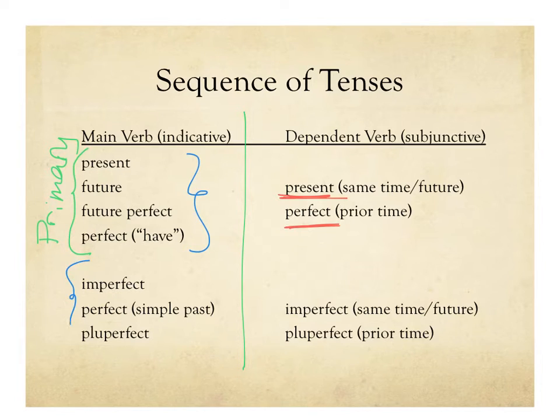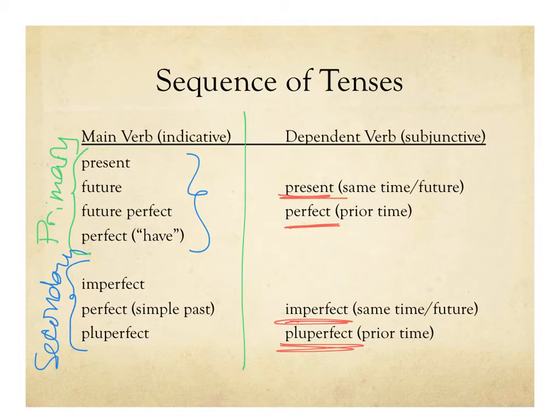Likewise, if your main verb is imperfect, perfect, where we translate it like a simple past, did instead of has done, right? Or a pluperfect, this is what we call secondary sequence. And in those situations, we are going to use the imperfect subjunctive, which shows same time as, or we'll use the pluperfect subjunctive to show time prior.